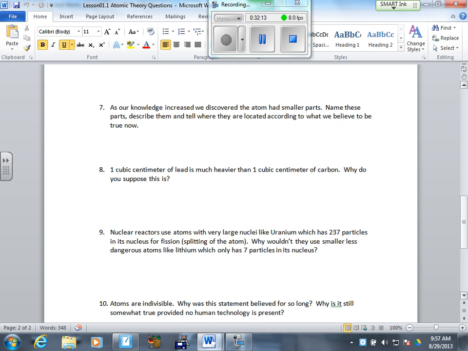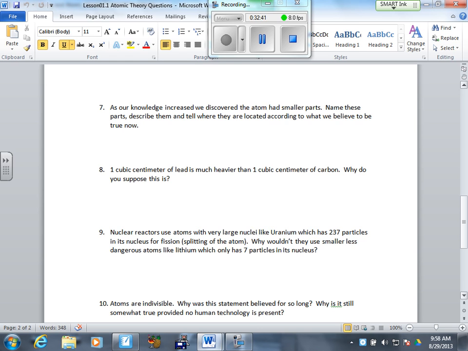Right. Okay, number 8. 1 cubic centimeter of lead is much heavier than 1 cubic centimeter of carbon. Why do you suppose this is? Right. The atoms of lead are bigger. There's more stuff in a single atom of lead than there is in a single atom of carbon. So naturally, even if I had the same number of atoms, the lead's going to be heavier, right? Because every one of its atoms is considerably bigger.